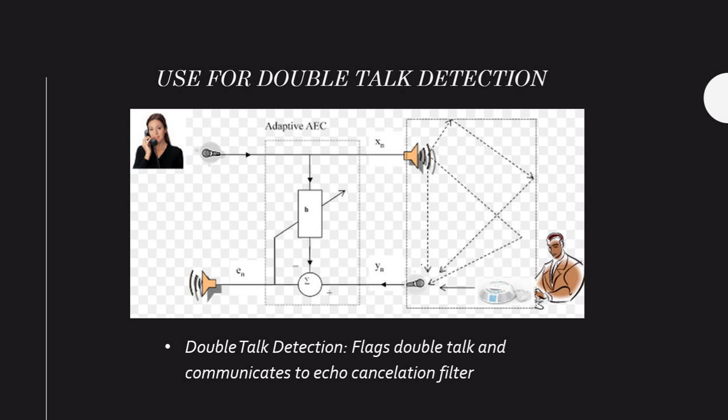What is the use for double talk detection? As I mentioned before, when double talk is present and both speakers are talking, the echo cancellation filter assumes that it's just one speech signal and it can't properly cancel out the echo, and it makes the coefficients diverge to an infinite number. So we want to flag them and then tell the echo cancellation filter that there is double talk present and to not change its coefficients, and this will allow it to operate normally when double talk is present.